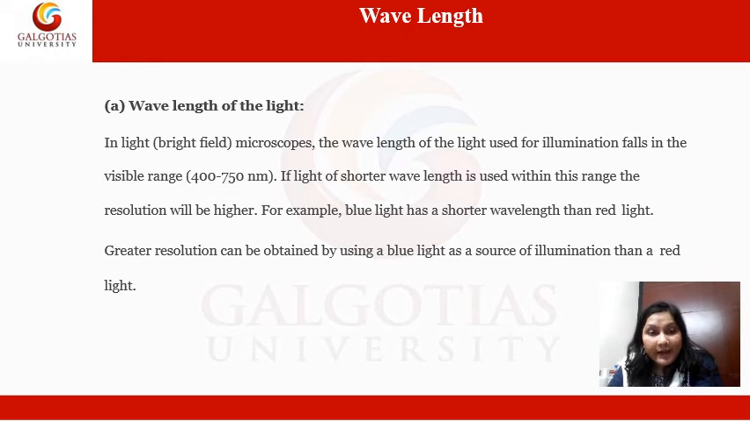So this is actually the length that is covered by one cycle of electromagnetic radiation or the light waves. In a light or bright field microscope, the wavelength of the light used for illumination falls in the visible range, that is 400 to 750 nanometer. If light of shorter wavelength is used within this range, it means within the visible spectrum, not shorter than 400. Shorter wavelength within this range means the wavelength from 400 to 500 or 400 to 550, whatever. The resolution will be higher.